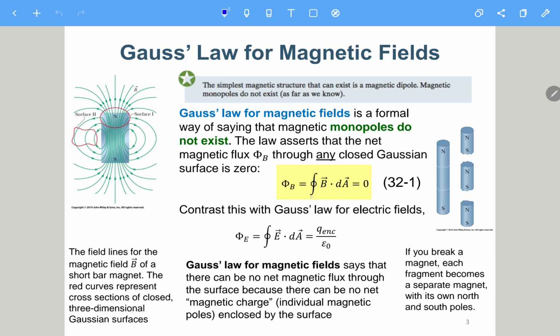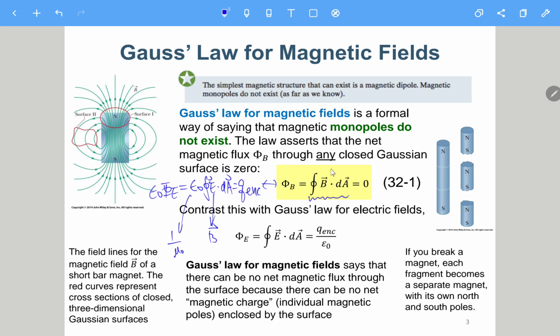The point here is that the integration of B dot dA for a closed surface should be equal to zero. At that time, epsilon naught times Φ_E was actually epsilon naught integration of E dot dA equals Q enclosed. As I mentioned, this kind of equation has a duality, which means that you change E to B and then you change epsilon naught to 1 over mu naught.